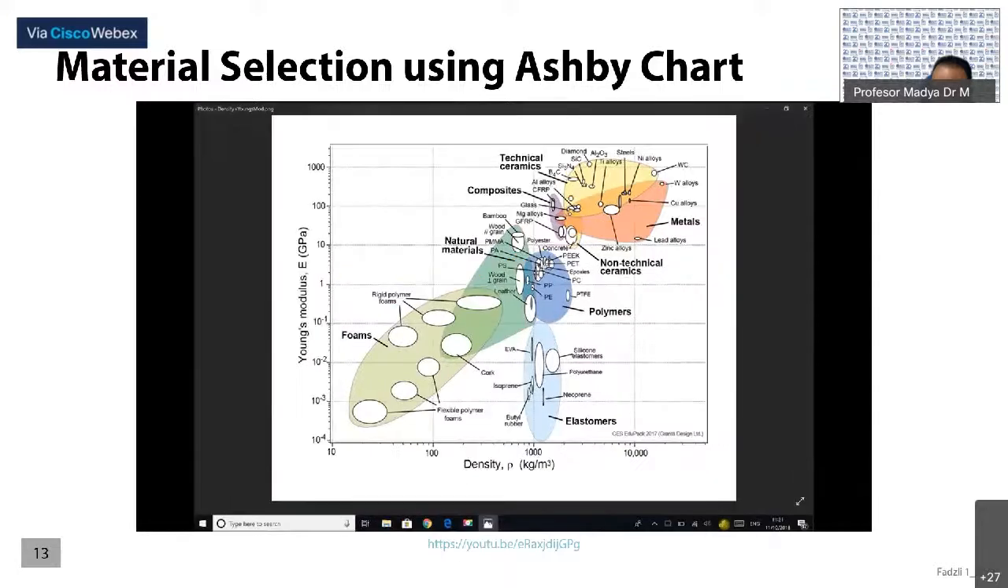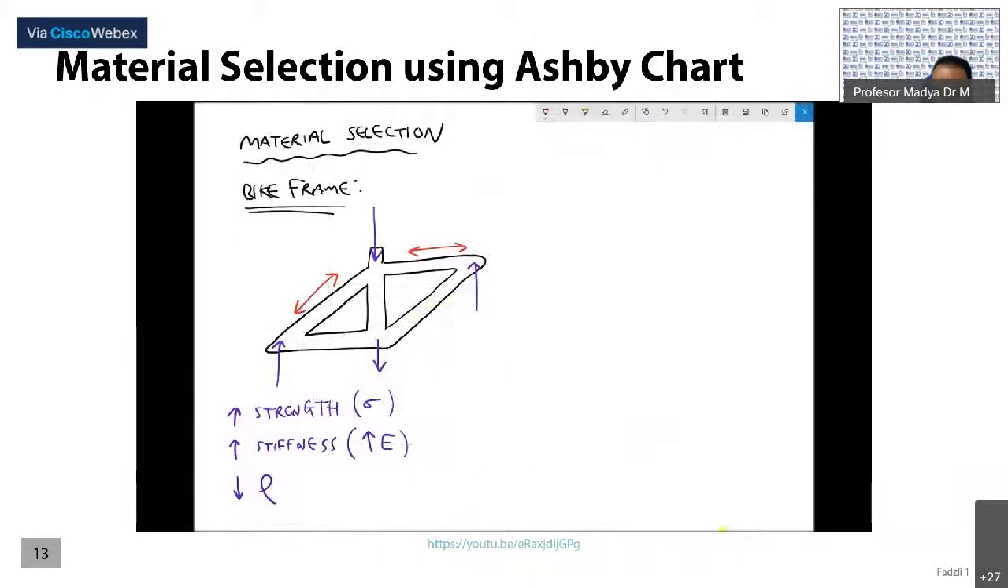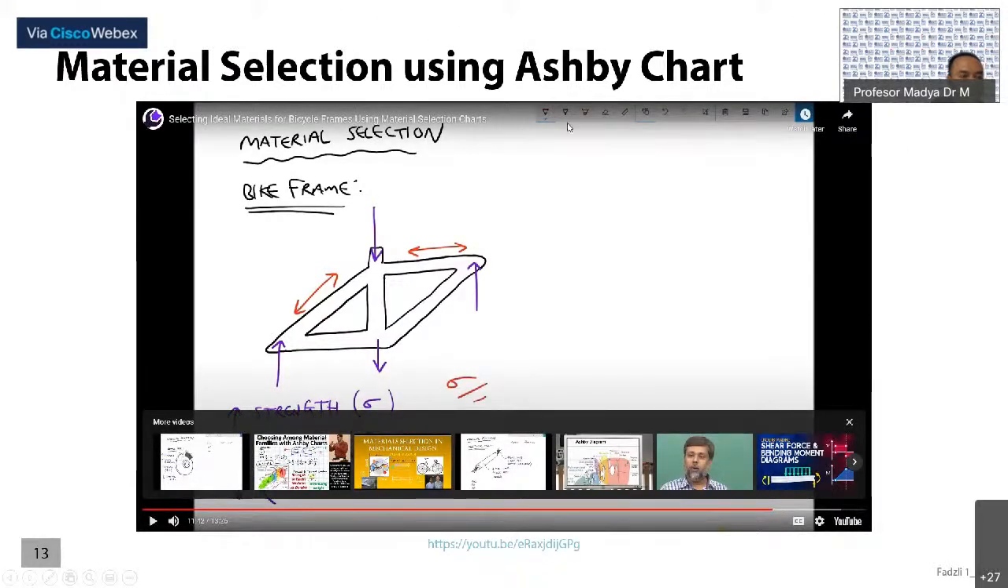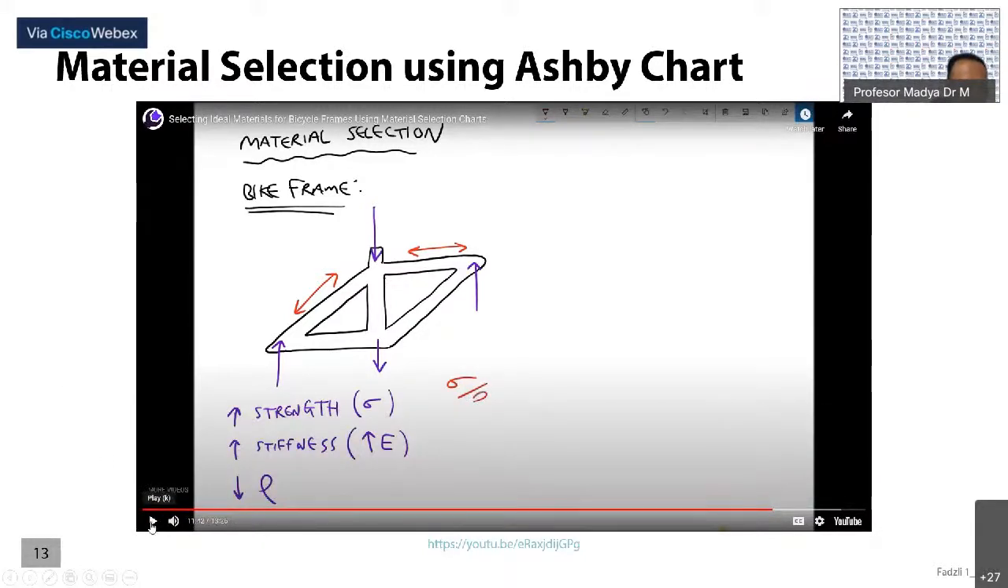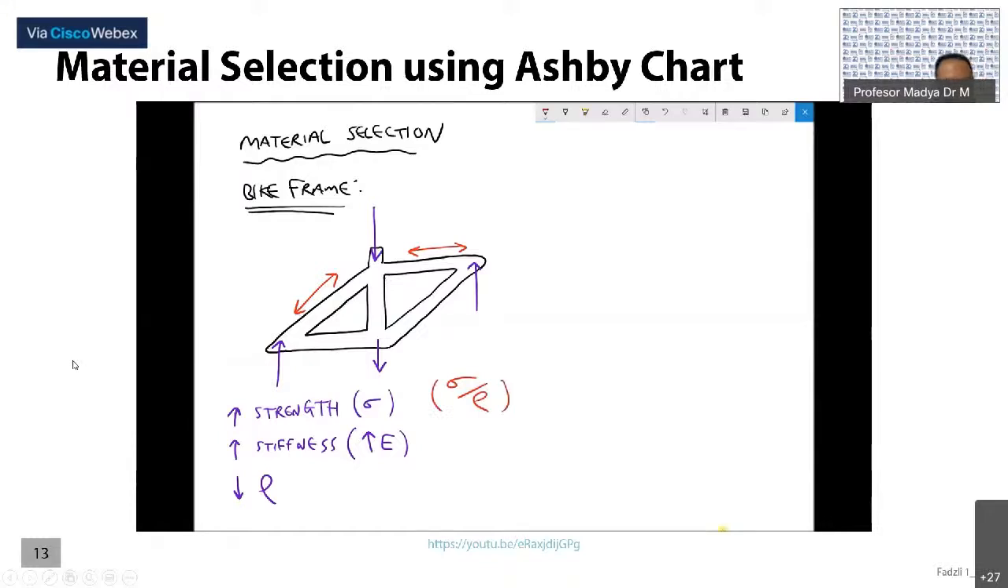So let's summarize. In order to optimize the design of our bike frame, we wanted to maximize stress over density, and we wanted to maximize elastic modulus over density. When we looked at stress over density, we considered a number of different materials. We considered carbon fibre reinforced polymer. We also discussed alloys of aluminium.